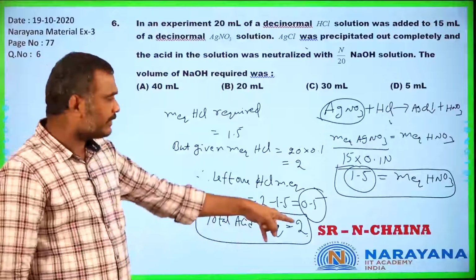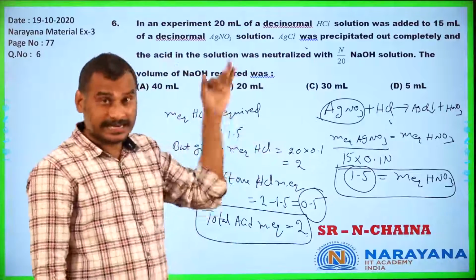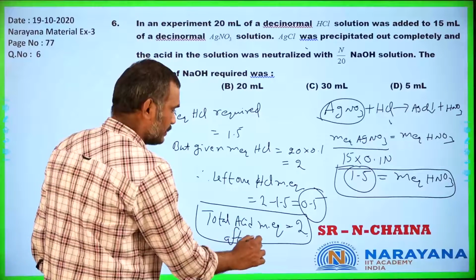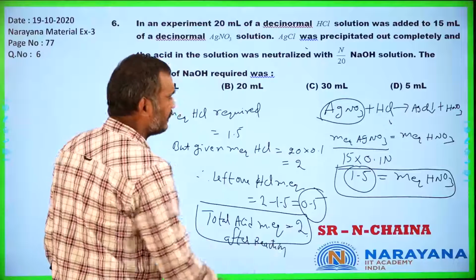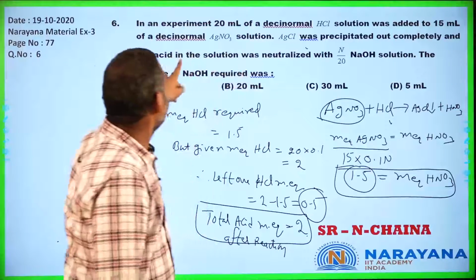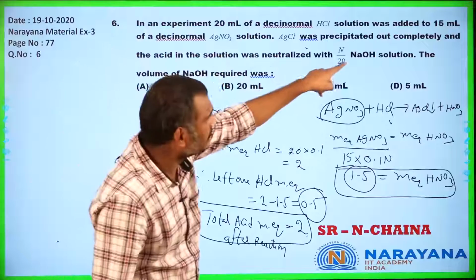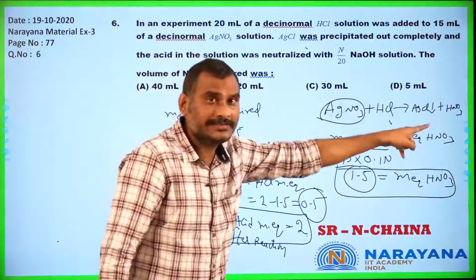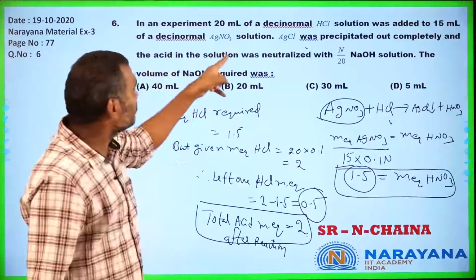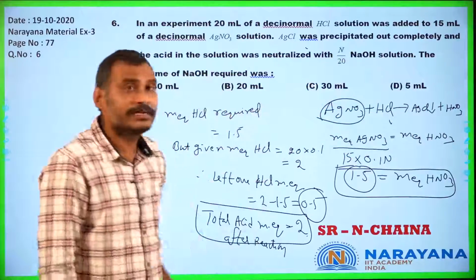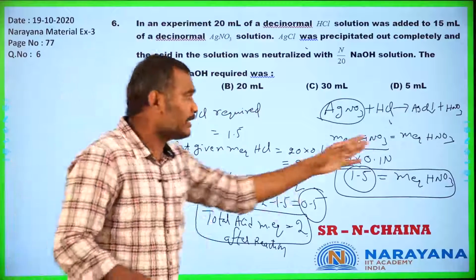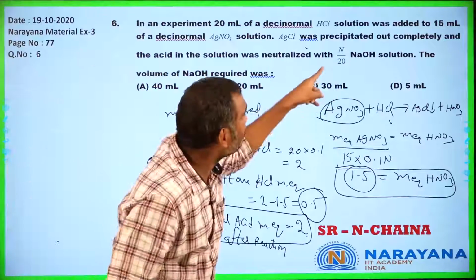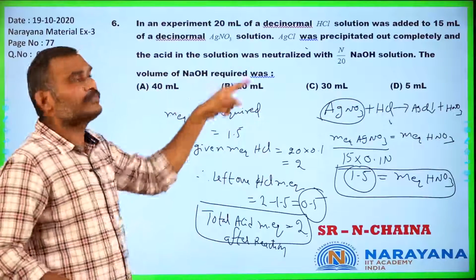So the total milli equivalents of acid after reaction with silver nitrate is 2. Silver nitrate reacted with HCl, AgCl was precipitated and the acid solution was neutralized with N by 20. Acid solution means who will be present? HNO3 is present as well as unreacted HCl, which was neutralized with 1 by 20 sodium hydroxide. Volume of sodium hydroxide required?